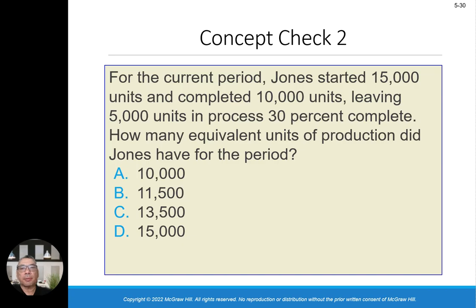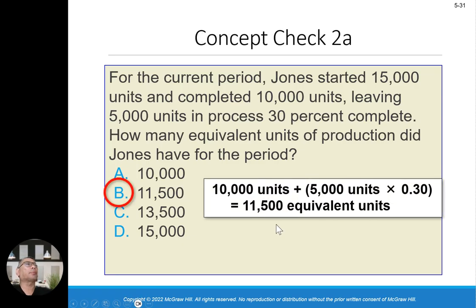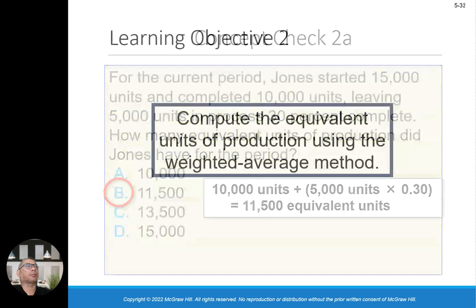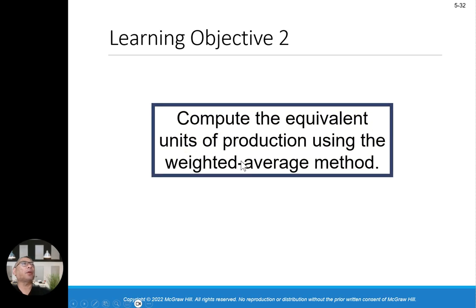Let's get the answer for this. 10,000 units are here, plus 5,000 units times 30% in process, which is 5,000 times 30%, we got 1,500. So you add them up and it becomes 11,500. Compute the equivalent units of production using the weighted average method.